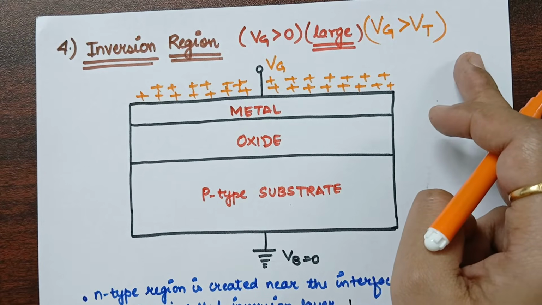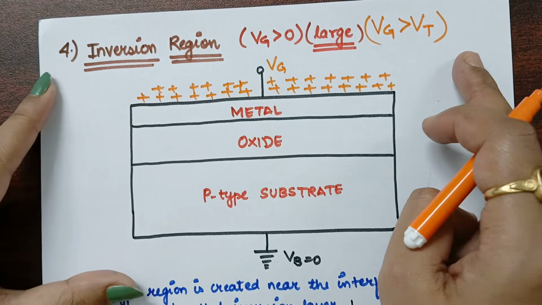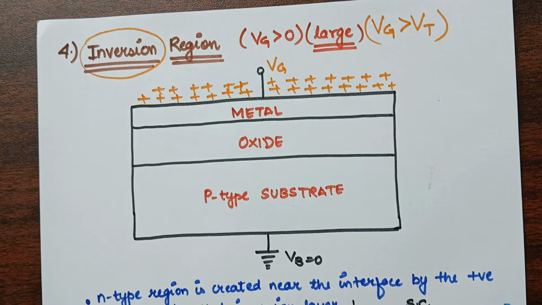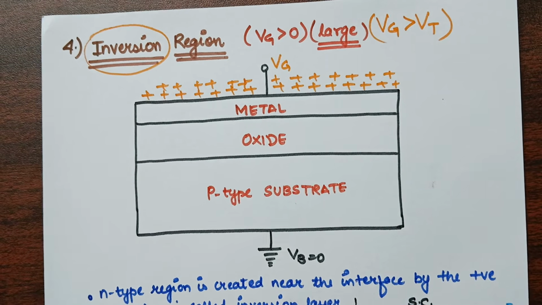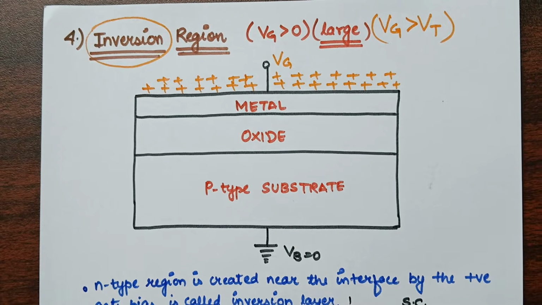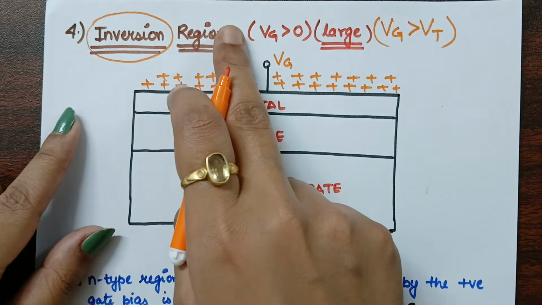So what is the inversion region? First we will study what inversion means. Inversion means complete opposite. If you are considering P type, its opposite is N type. This is what we will observe in this particular inversion region.